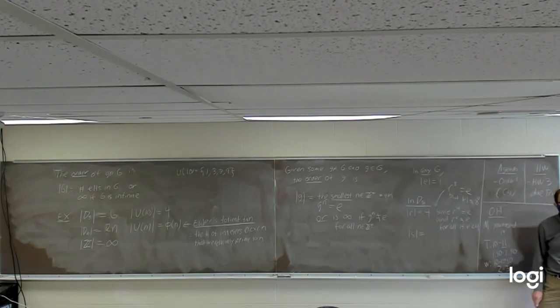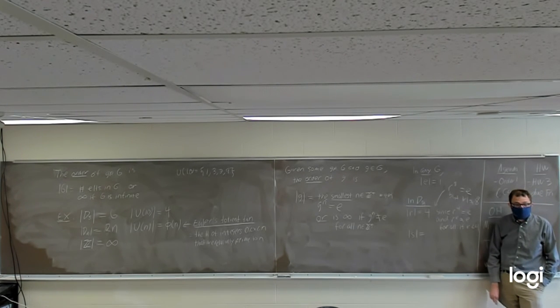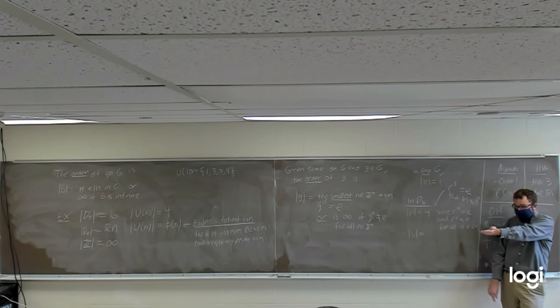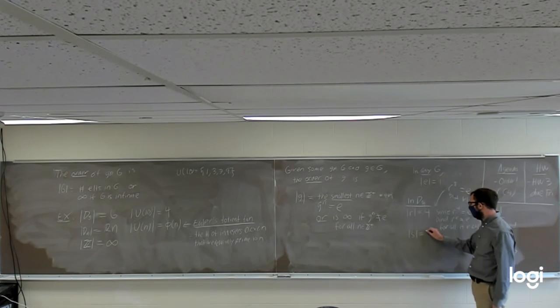How about s? Remember, s was just a reflection down the diagonal of the square. How many of those do we need to get to the identity? 2. This one's just going to be 2.